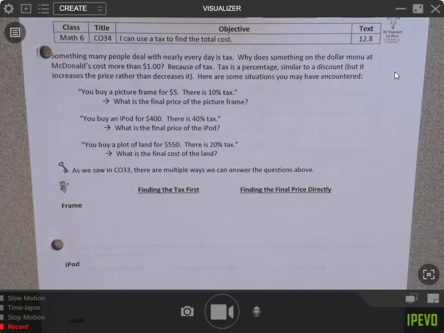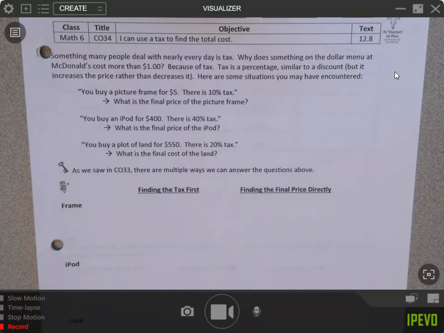So something many people deal with nearly every day is tax. You go to the store, you're buying stuff, you get taxed on a lot of it. Why does something on the dollar menu at McDonald's cost more than $1? Because of tax. Tax is a percentage similar to a discount, but it increases the price rather than decreases it.